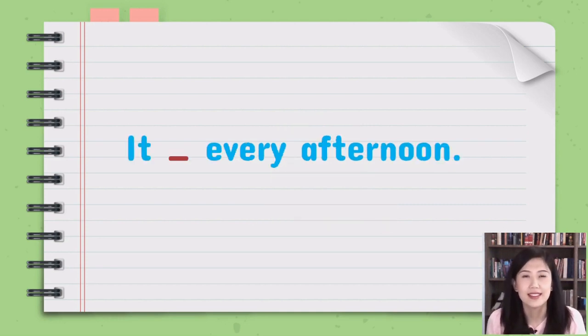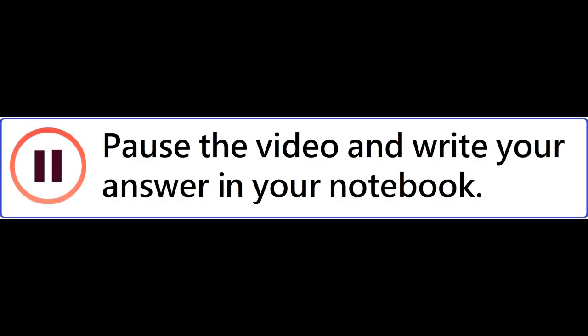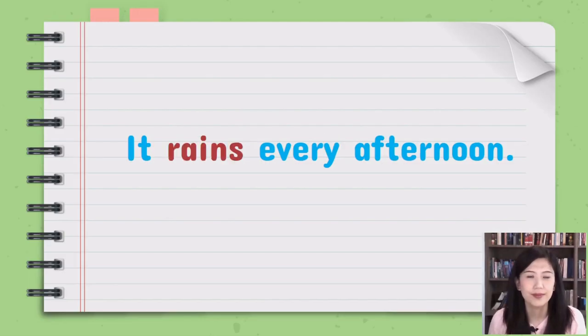The first sentence: it ... every afternoon. Which rain form goes in here? The correct answer is rains.